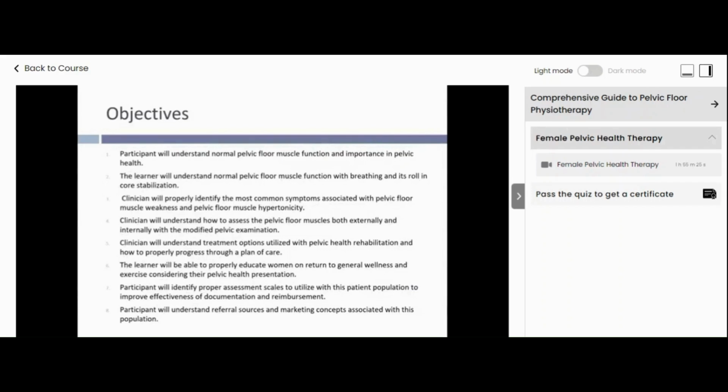And then finally, I'm excited to share with you some interventions that you can incorporate right away with any of your patients that might be experiencing some of the conditions we talk about this evening.